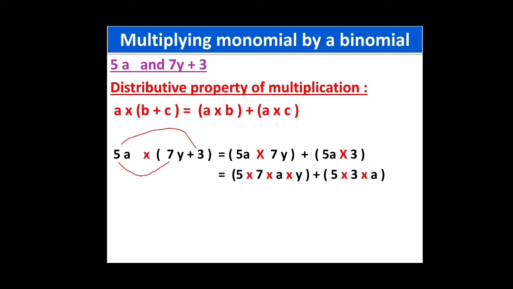Now what we have to do? We have to multiply the numbers. 5 sevens gives 35, and a into y gives ay. Plus 5 threes gives 15, and a. As there are no common terms, we write that 35ay plus 15a is our product when we multiply 5a and 7y plus 3.